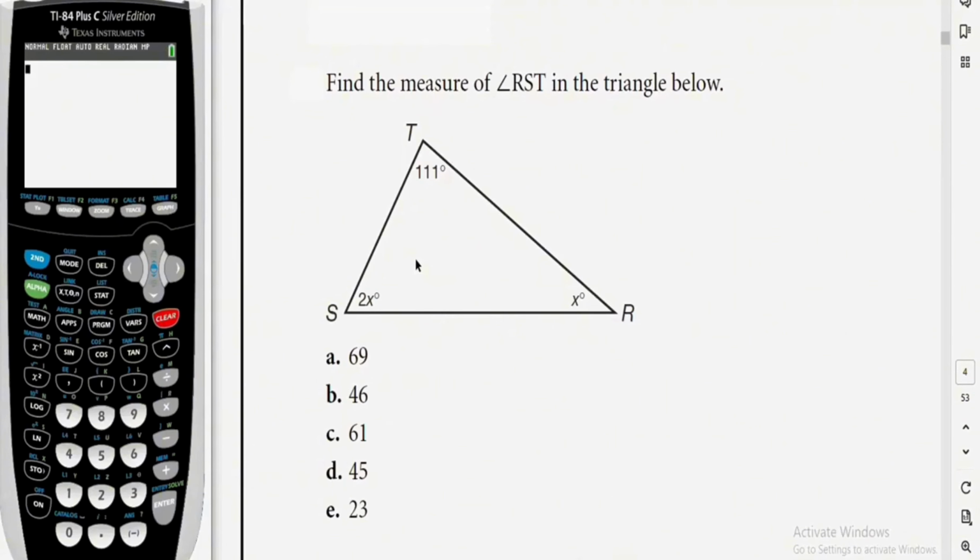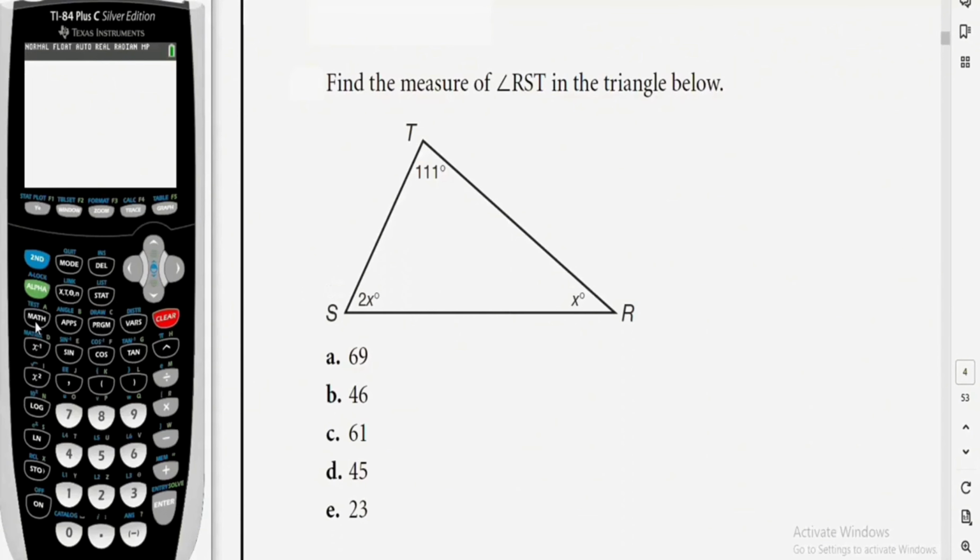In this question, this is a scalene triangle. We know that the sum of the angles in a triangle equals 180 degrees. So we are looking for the measure of angle x. For us to get the measure of angle x, firstly we need to get the value of angle r in this side of the triangle. So to get the value of x, we're going to sum 111 plus 2x plus x and equate it to 180 degrees. So let's do it with a calculator.